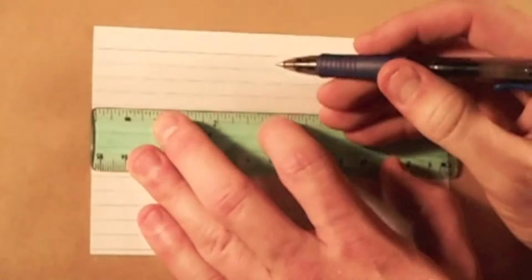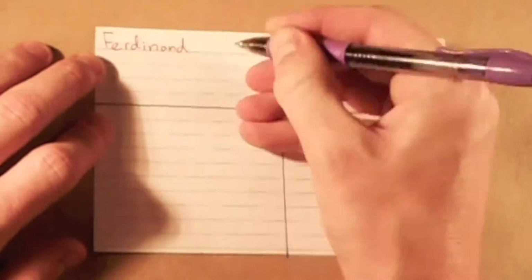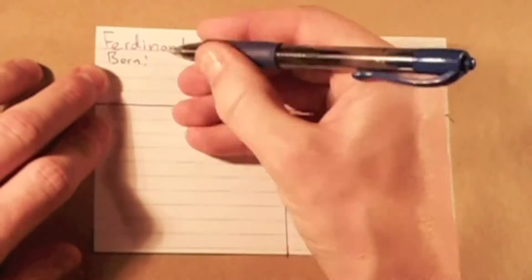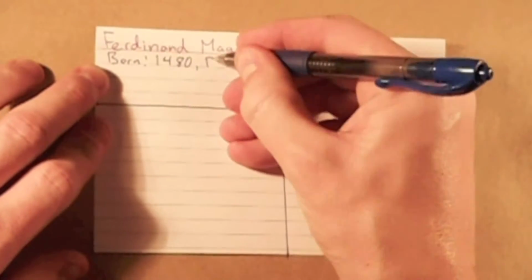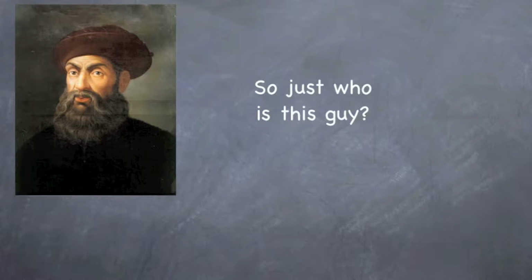Using a ruler, draw a straight line about 4 lines down, then make it into a T-chart. We're going to write our title, Ferdinand Magellan, at the top, and then start off by writing, wait, no, we don't need that yet. Let's go back. So who is this guy?